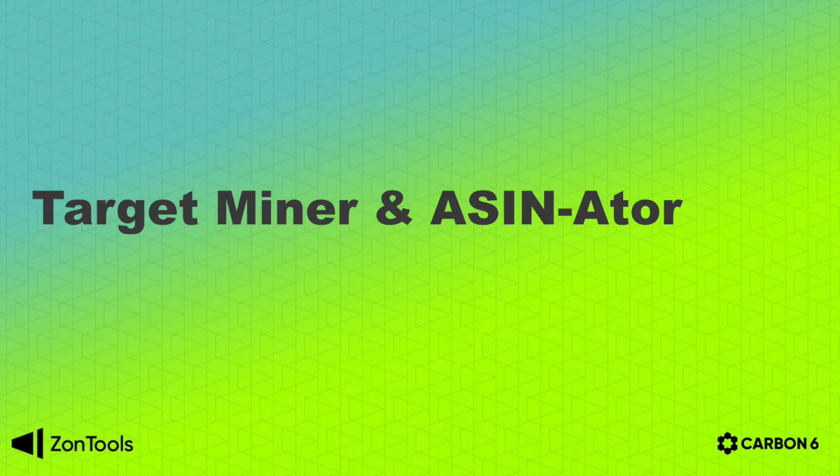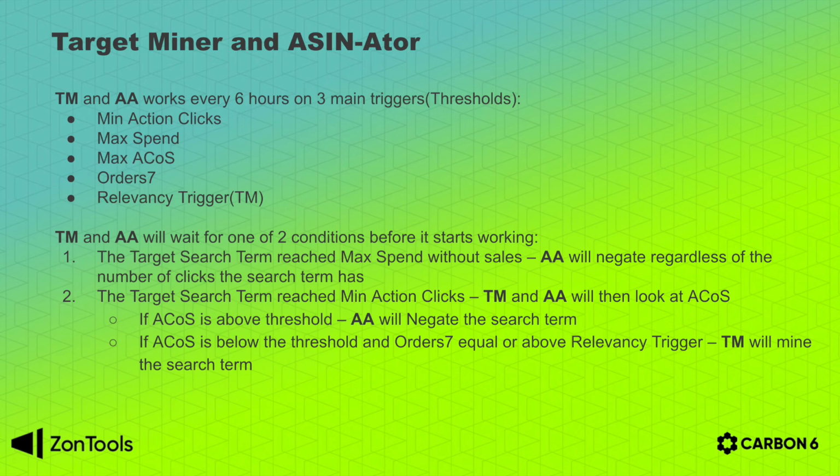Next on our rule parameters is the target miner and Asonator. Same with our other rule parameters, target miner and Asonator works every 6 hours on 3 main triggers, thresholds. These are minimum action clicks, maximum keyword spend or max spend, maximum ACOS or maybe you're more familiar with it as target max ACOS, the orders 7, and relevancy sales.